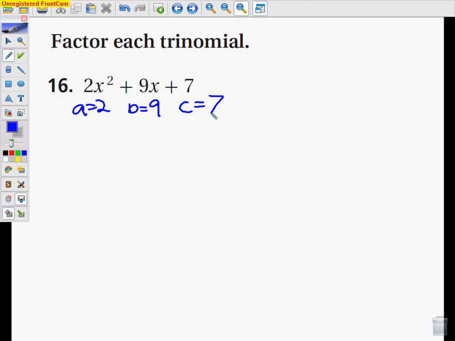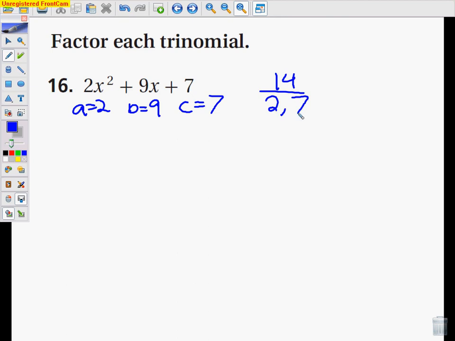AC method, you multiply your a and c together. So when you multiply that, you get 14. Now we find two numbers that multiply to give you 14, but at the same time add together to give you 9, the b. Okay? So two numbers that multiply to 14 and add to 9 are 2 and 7.